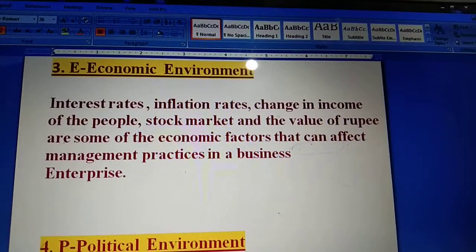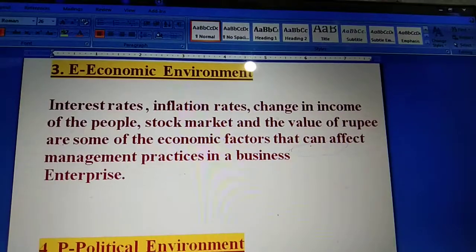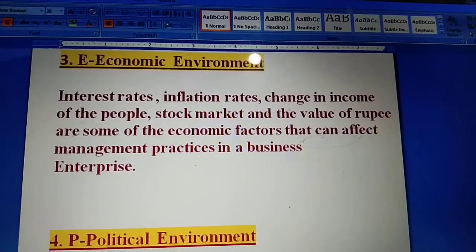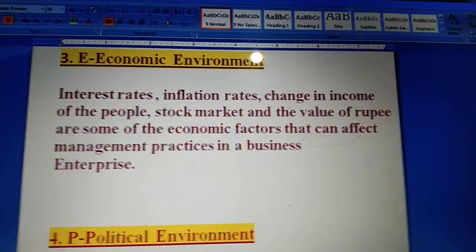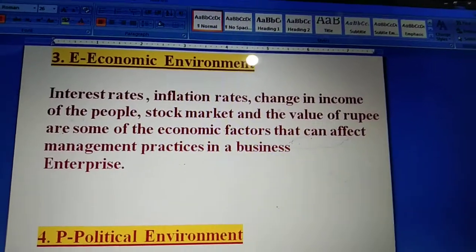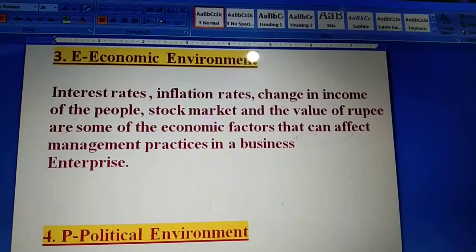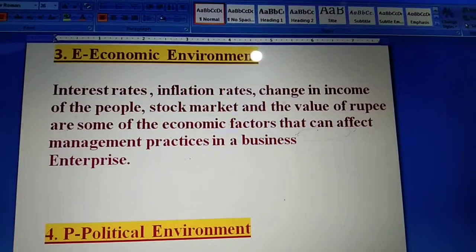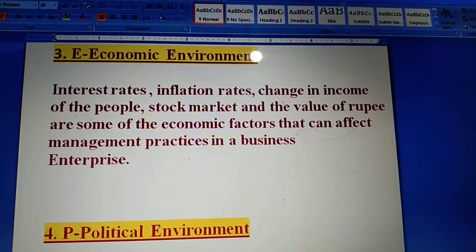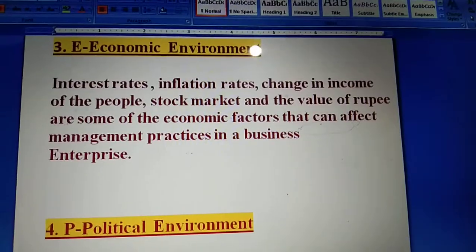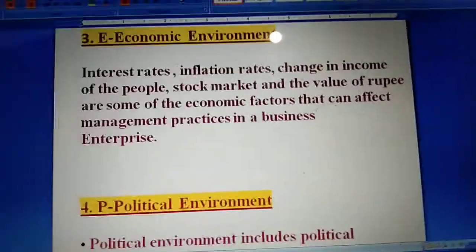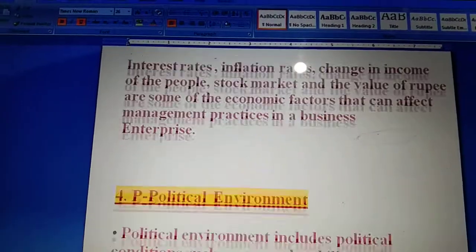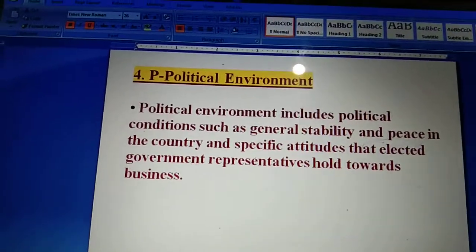Same thing, inflation rate also. The higher the inflation rate, the more difficult it is for consumers to purchase. Change in income of the people basically means if the people have more income, they will have more and more demand. In that case, it will give a positive effect to the business enterprises. Same thing, stock market. So these are all economic factors which affect our business enterprises positively and sometimes negatively also.